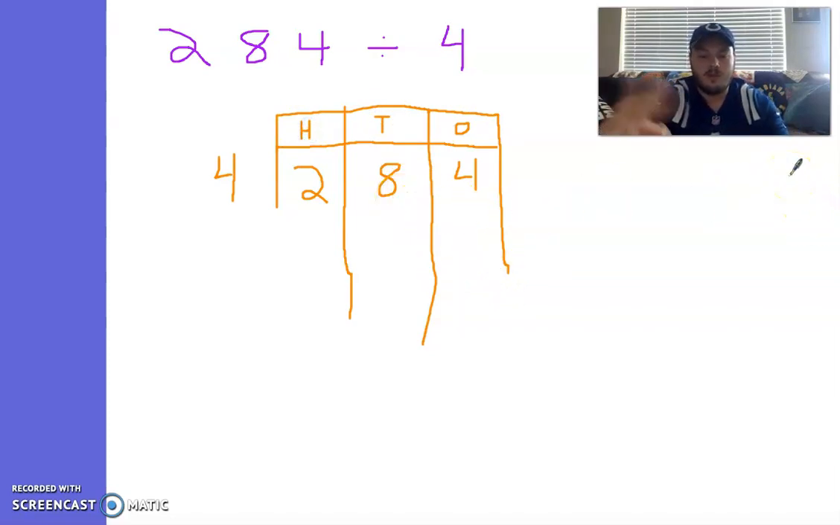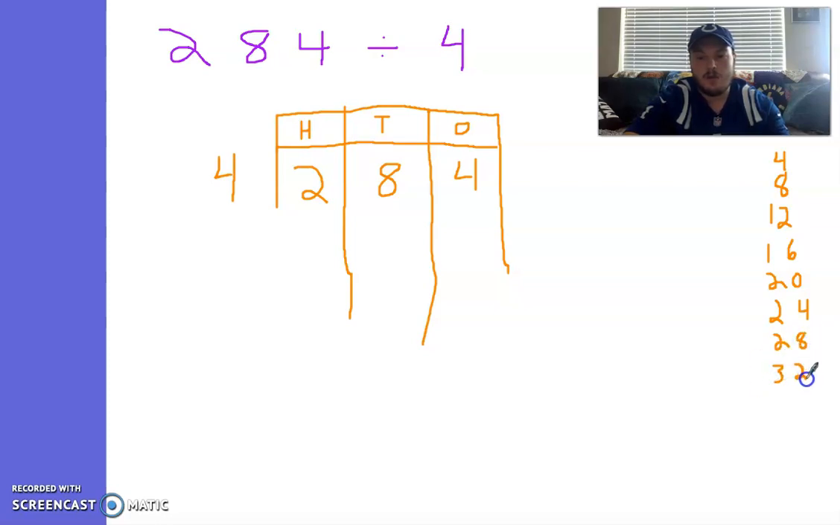Again, steps 1 and 2 are kind of interchangeable, but let's go ahead and do that. So we've got 4, 8, 12, 16, 20, 24, 28, 32, and 36. Since we've done that, we can go ahead and get started.